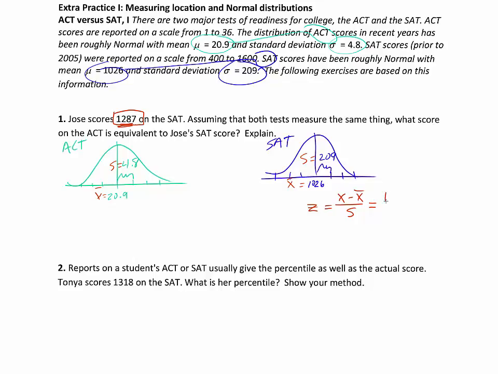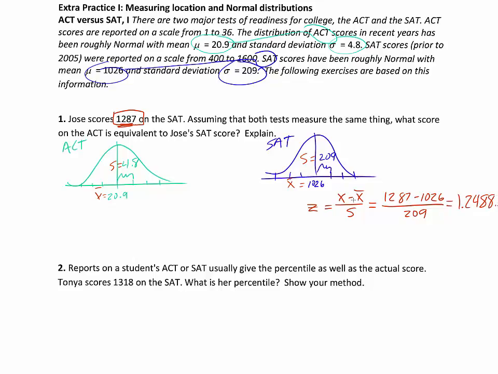So we have 1287 minus the 1026 all over 209. That was our S. So if you put that in your calculator, you're going to get a decimal. And this decimal is 1.2488. And it keeps on going.